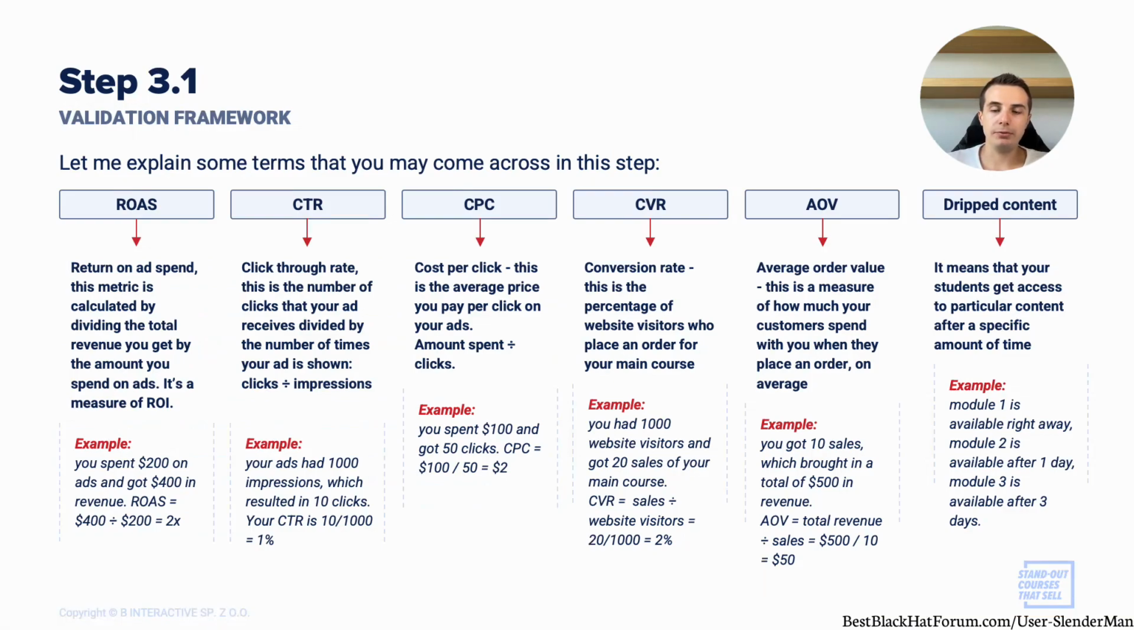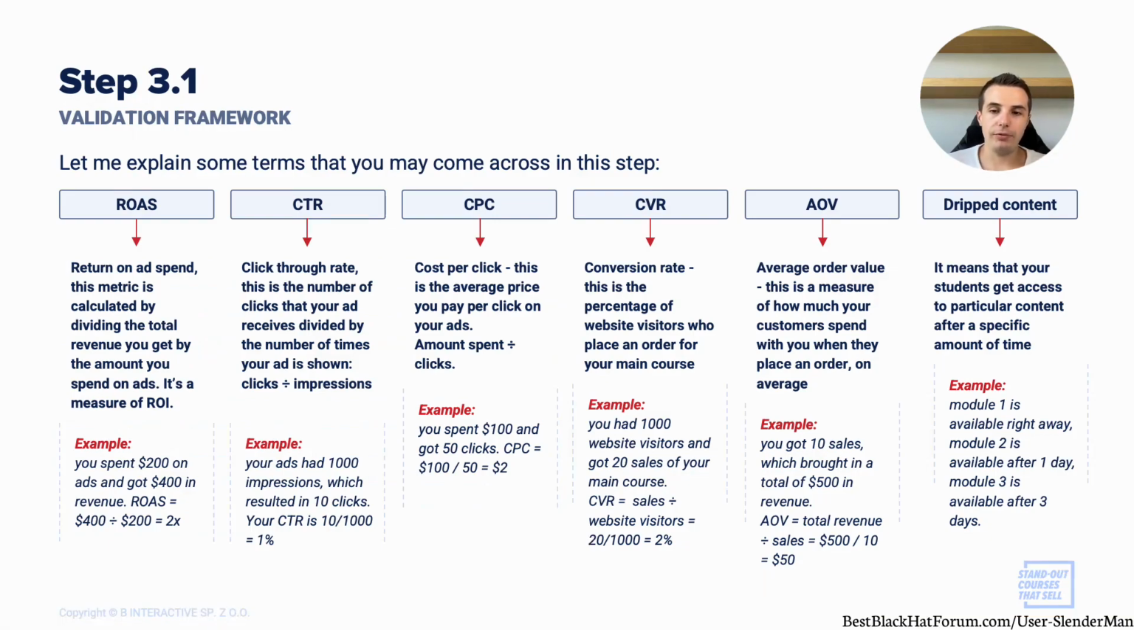Next is conversion rate, which is going to be the percentage of website visitors who place an order for your main course. So it's not going to be the percentage of all orders divided by all visitors. We're looking at unique orders here, so we're only going to be calculating this based off of purchases of your main course. So as an example, if you had 1,000 website visitors and got 20 sales from your main course, then the formula would be sales divided by website visitors, which would be 2%.